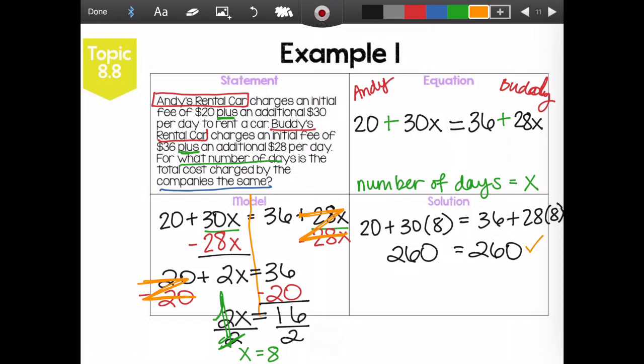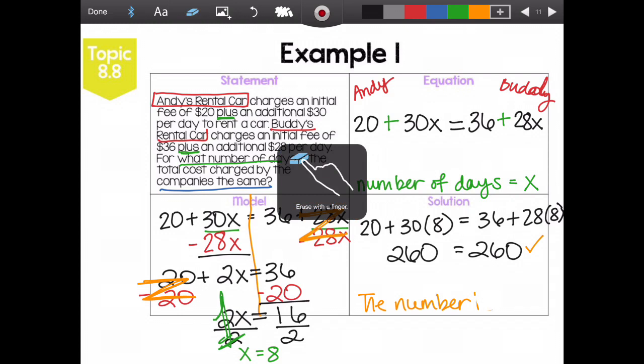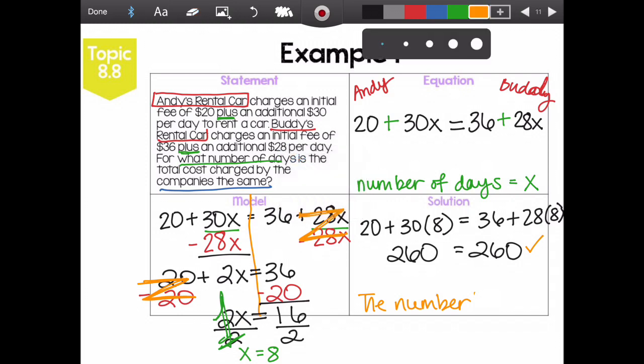Well, the number of days is 8. Okay, because that's our solution.